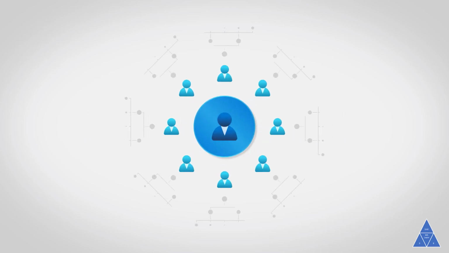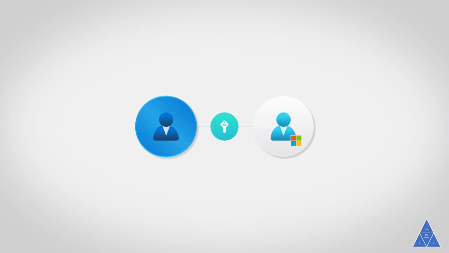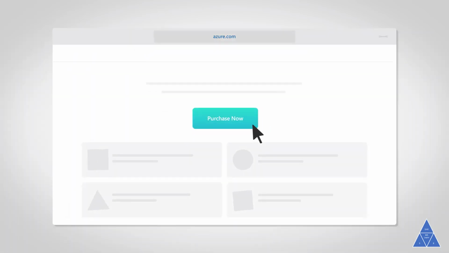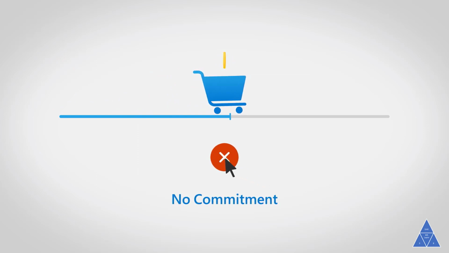If you work for a large organization, you may be able to purchase access through a Microsoft representative or through a Microsoft partner. Finally, you can purchase access directly through Azure.com. With pay-as-you-go pricing, you pay only for what you use each month, with no upfront commitment, and you can cancel at any time.